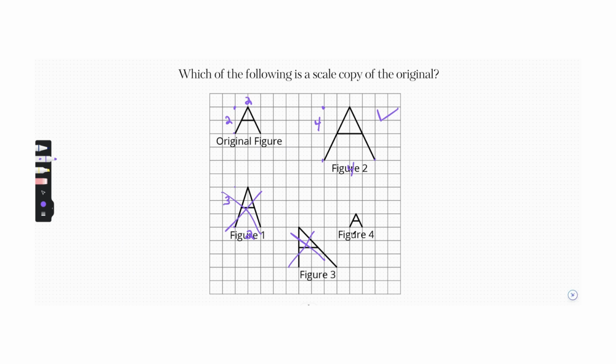Let's do one more. Here we have figure 4. For figure 4, the height is 1 and the width is 1. Again, because 1 to 1 is the same ratio as 2 to 2, we know figure 4 is a scale copy. So the correct answers for this one are figure 4 and figure 2, because they're both the same shape but a different size.